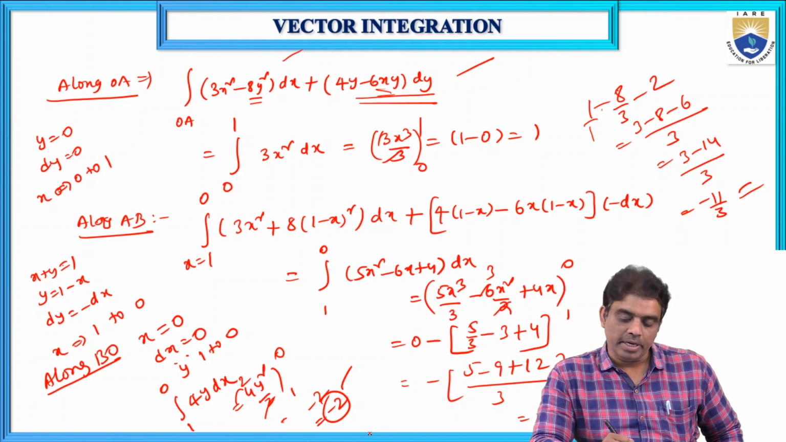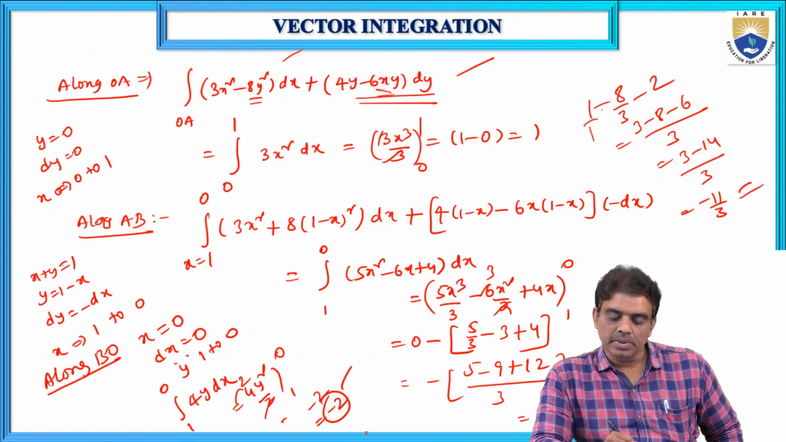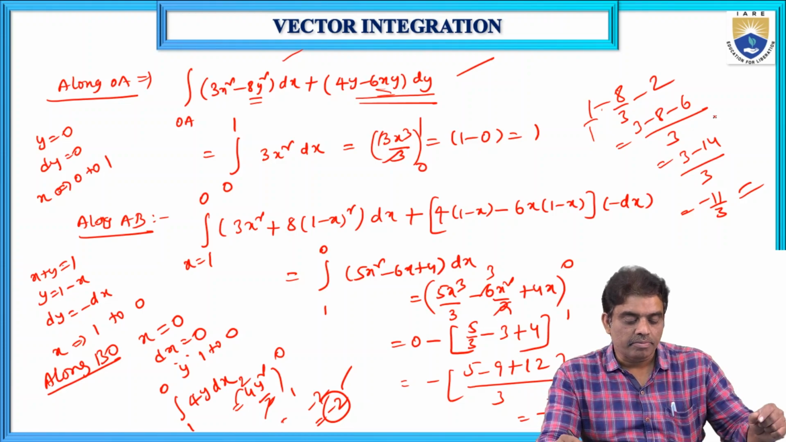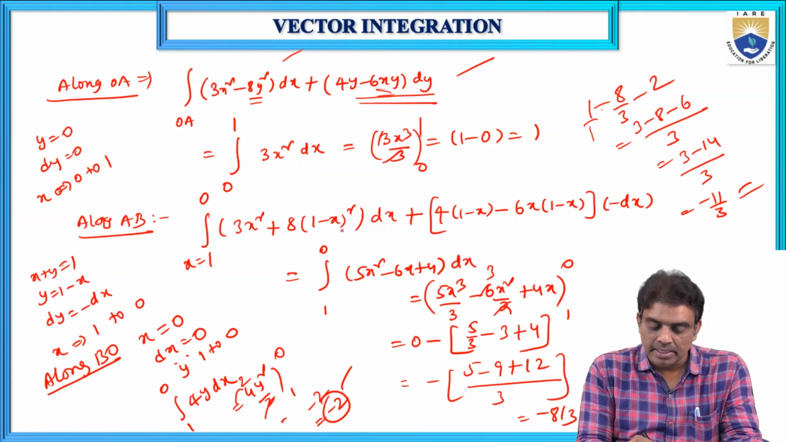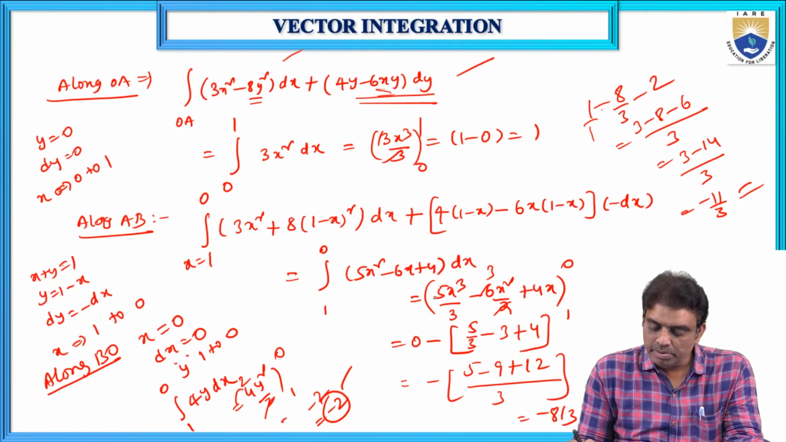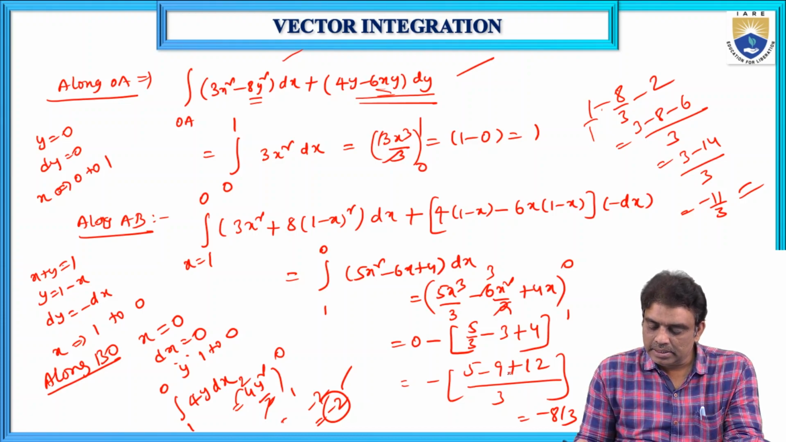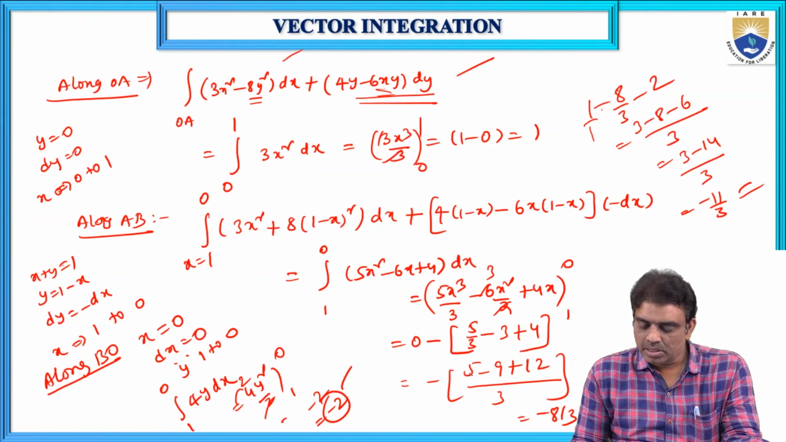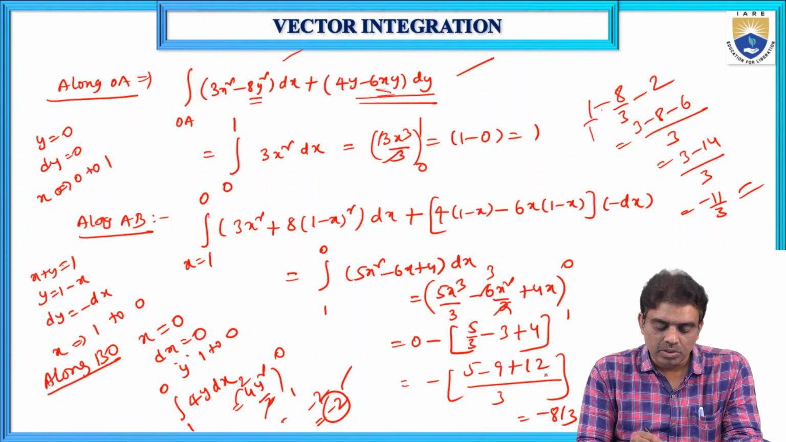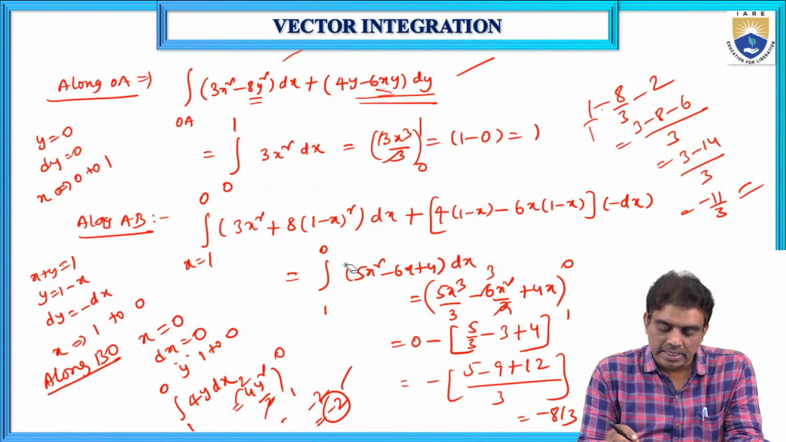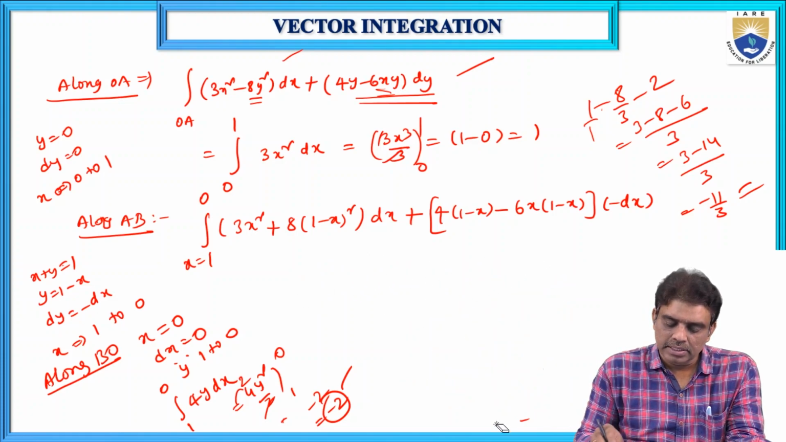4y square by 2, minus 2, minus 1. So here there is some value along AB, 3x square. There may be this 17 minus. So here I will do that. I will check once again this value. I will check this value.